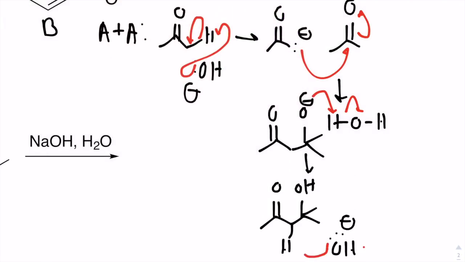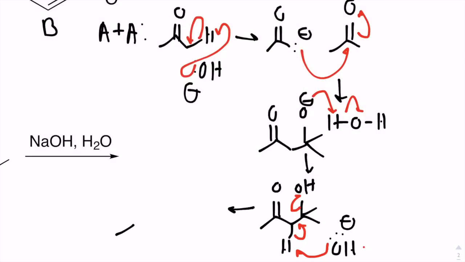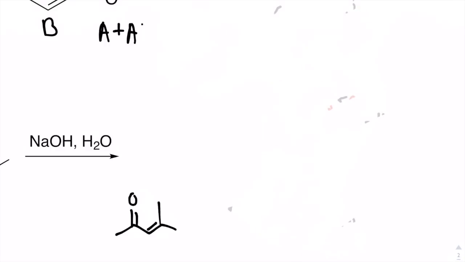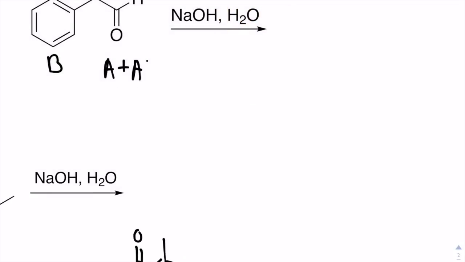So that base can come and take off that hydrogen, push in that electron density to form a double bond, and then kick off the hydroxide. And we can do that since it's under basic conditions. We don't have to turn it into a good leaving group. So now we just formed an alpha-beta unsaturated carbonyl. So it looks like that. This is the end product of this reaction. That's A plus A. So let me erase all of this mechanism and put back the starting material. The end product of A plus A looks something like this.